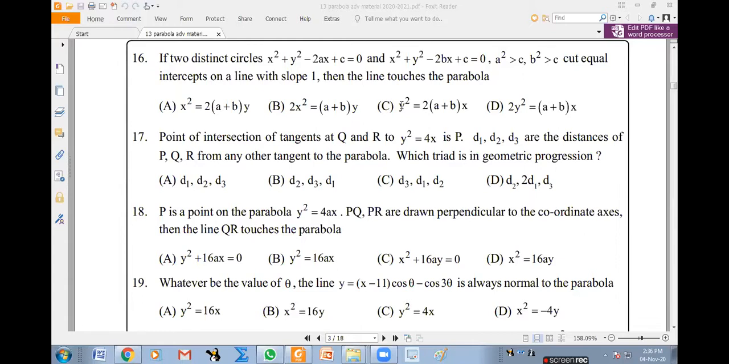Okay. 18. P is a point on this. You have to draw two perpendicular lines and perpendicular coordinate.